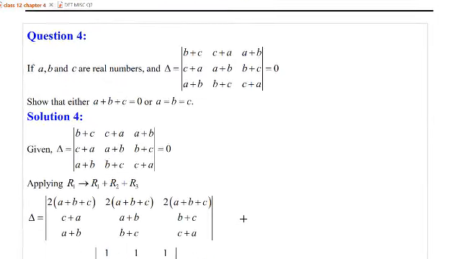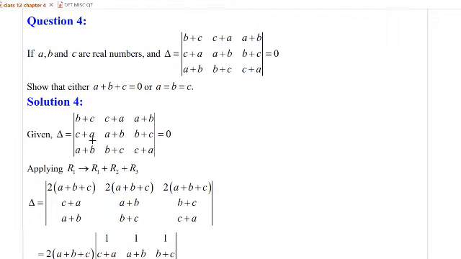So question number 4. If A, B, C are real numbers and the determinant is 0, show that either A plus B plus C is 0 or A is equal to B is equal to C. So now this I'll solve with properties.